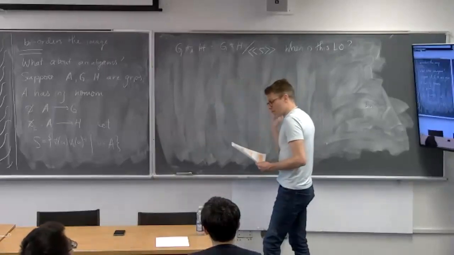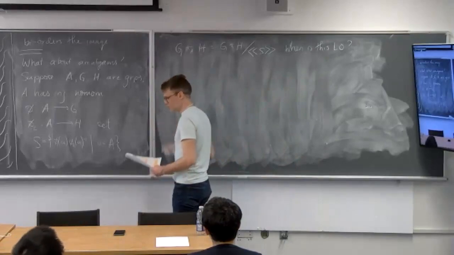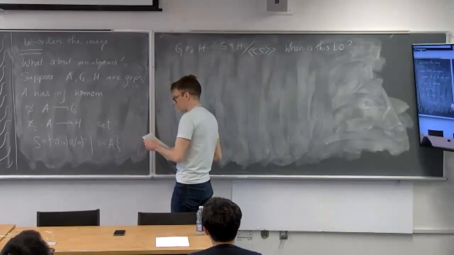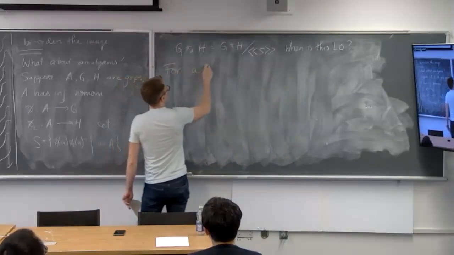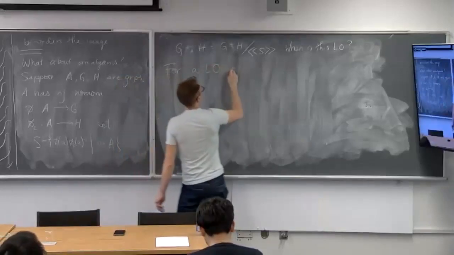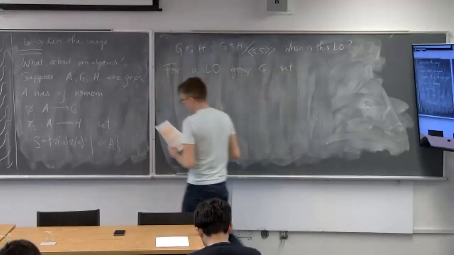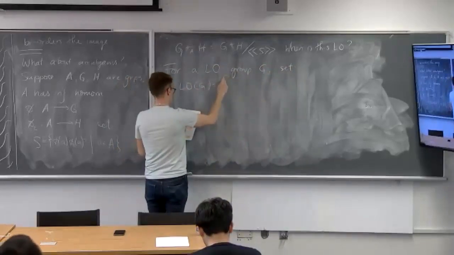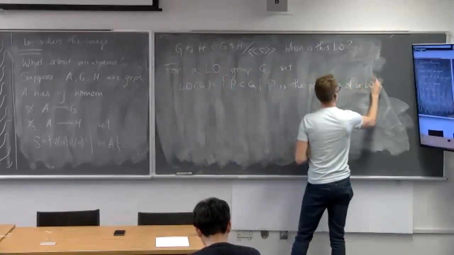So here's what I want to say. I want to just introduce some notation in order to be able to state the result clearly. So for a left orderable group G, set LO(G) to be the set of all positive cones P, where P is the positive cone of a left order.